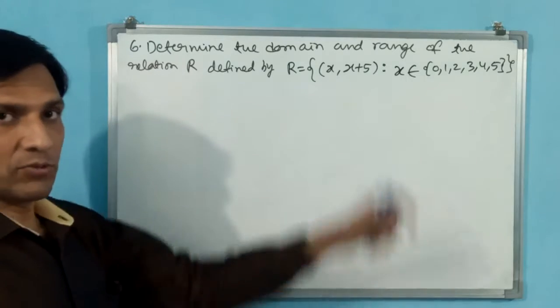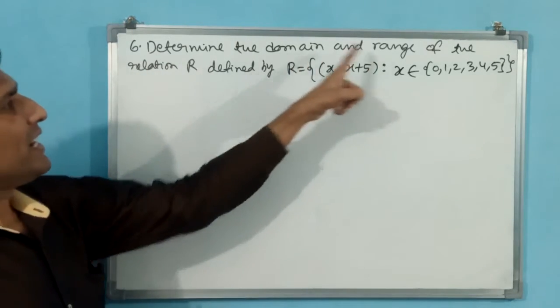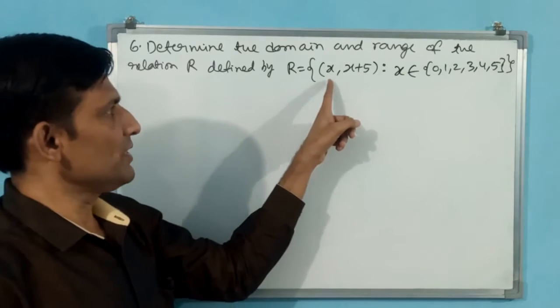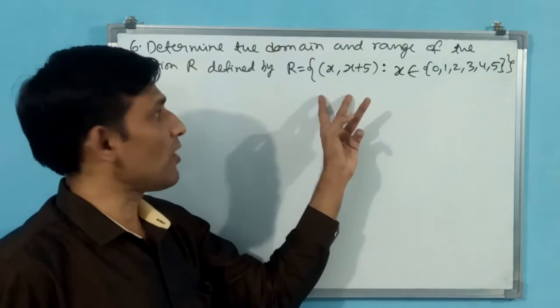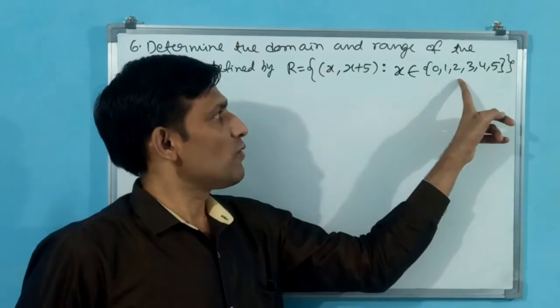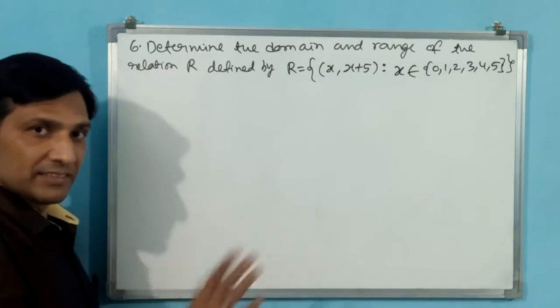Okay? See the 6th question. What have they written? Determine the domain and range of the relation R defined by R equals (x, x + 5) for all values of x, where x belongs to {0, 1, 2, 3, 4, 5}. See here, he has not asked us to write a relation.